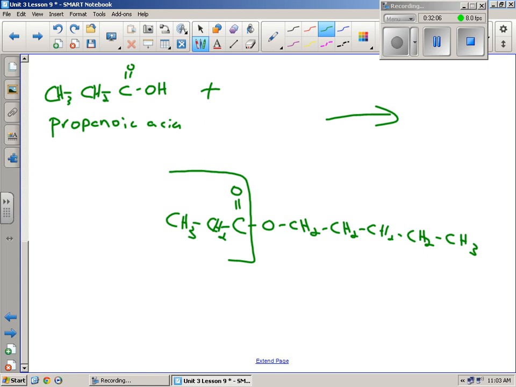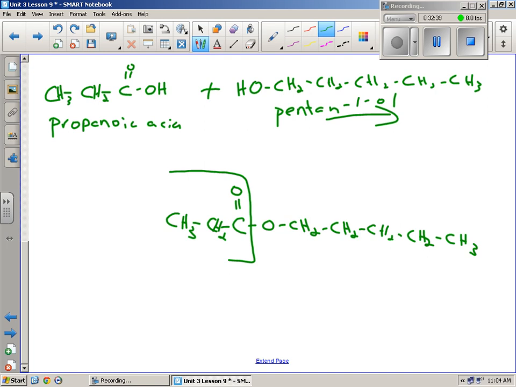And to make the alcohol, I have pentyl. Well, I'd have to put the H back on this one, and CH2, CH2, CH2, CH2, CH3. That, of course, is 5 carbons. That is pentane 1-ol. So don't forget the number there that goes with that. It's not just pentanol. It's pentane 1-ol.